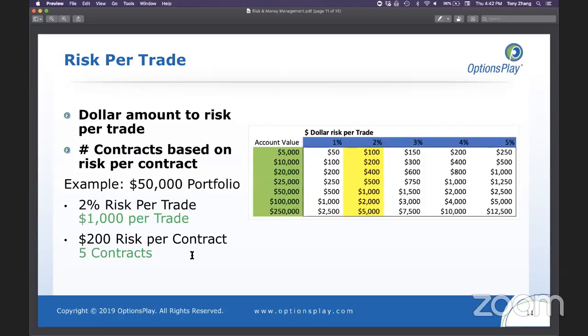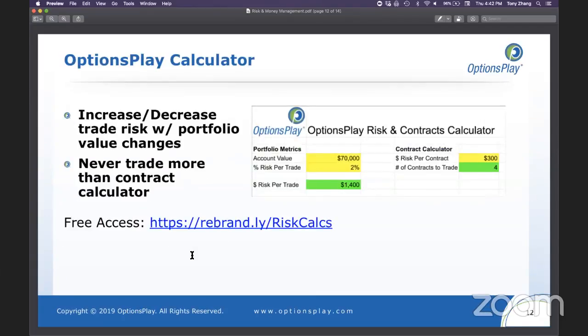But this is really why we want to bring calculators into your life: to take some of that emotion out of play and simply provide calculators so that you know exactly how many contracts to trade, and you're not guessing or doing back of the envelope calculations. You have exact calculators to tell you how much to risk.